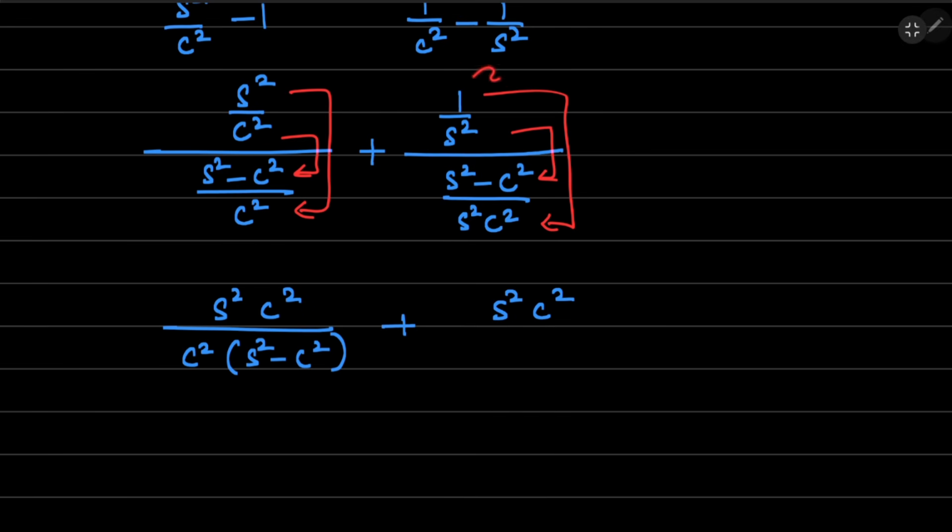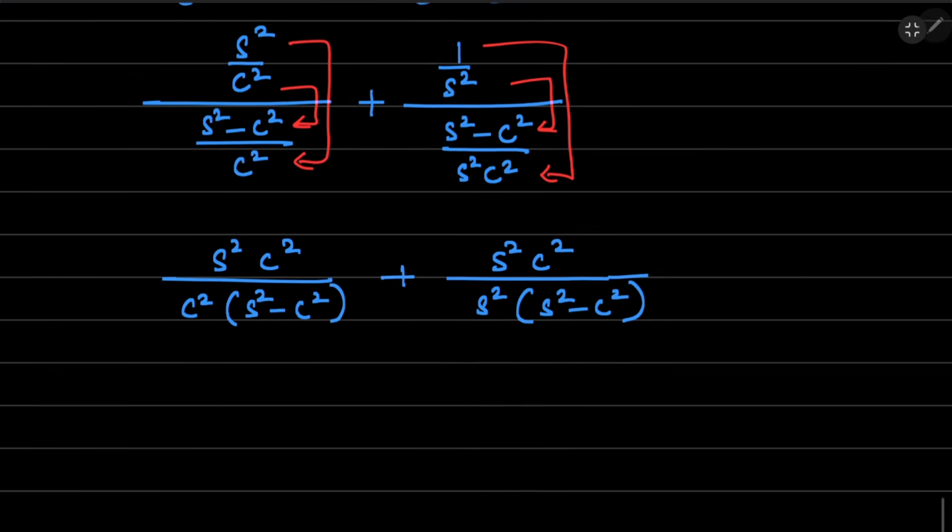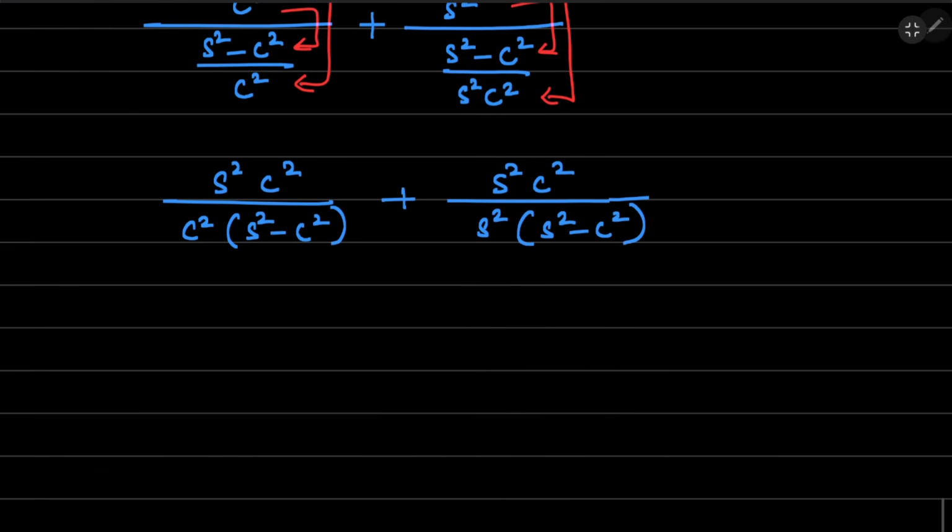So you're just combining them. 1 multiplied by sine square cos square will be numerator. Denominator will be sine square multiplied by sine square minus cos square. So here, right? Now you can take out common or you can cancel this. See, cos square will get cancelled. Sine square will get cancelled, right?